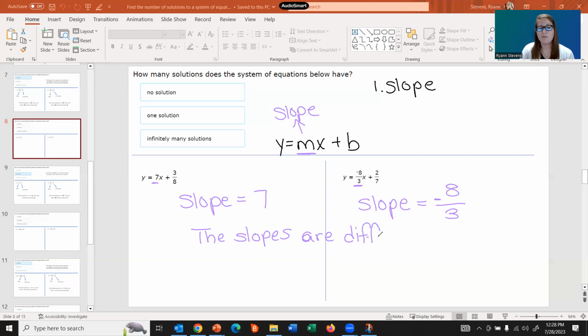And you might remember from that first example that if the slopes are different, it tells us that our answer is going to be only one solution. If the slopes are different, it tells us that at some point, if we graph those lines, those lines are going to cross and have a point of intersection that is going to be our solution to the system of equations.